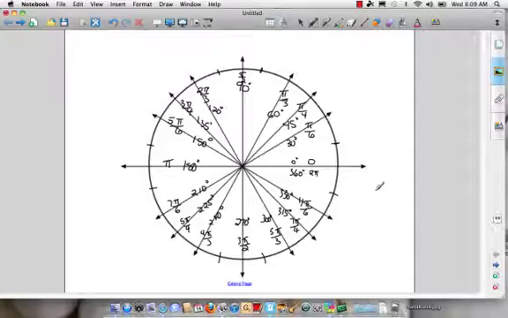Some other useful memory tricks here. In the first quadrant, notice all your numerators are pi. Okay, and also notice that the radian measures that are closest to the x-axis always have a denominator of 6. And the ones in the middle always have denominators of 4. And the ones closest to the y-axis always have a denominator of 3. In the second quadrant, notice that each numerator is 1 less than the denominator, 2/3, 3/4, 5/6, which makes sense because they're all just shy of 1 whole pi.